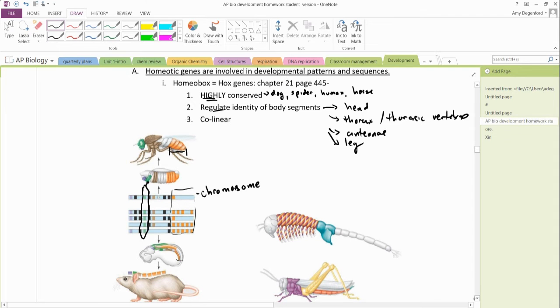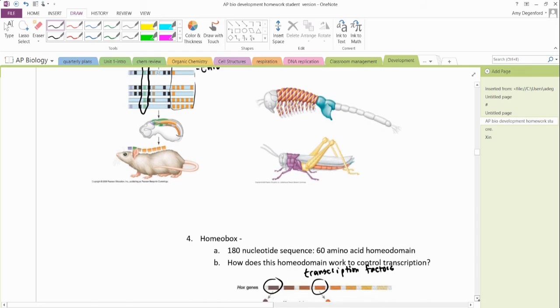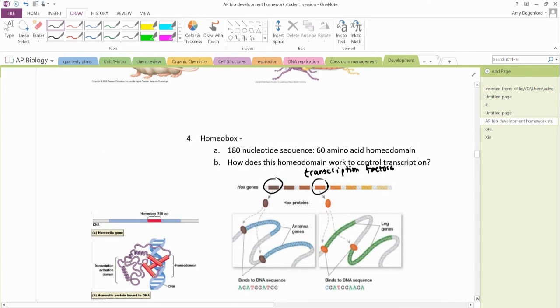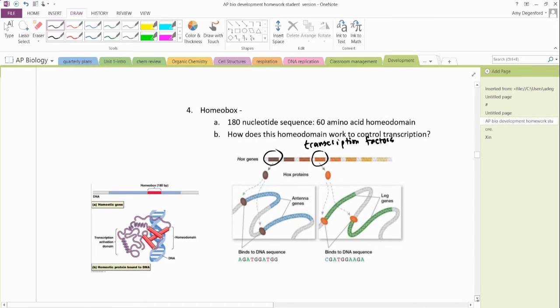And so what is up with these guys? These Hox genes, well, let's take a look at them. These Hox genes are actually transcription factors. And I pulled out a couple of pictures that can help us look at these. There's a region, a 180 nucleotide sequence. And this homeodomain, that's the functional area, this 180 nucleotide sequence that would then relate to 60 amino acids. And these will bind.